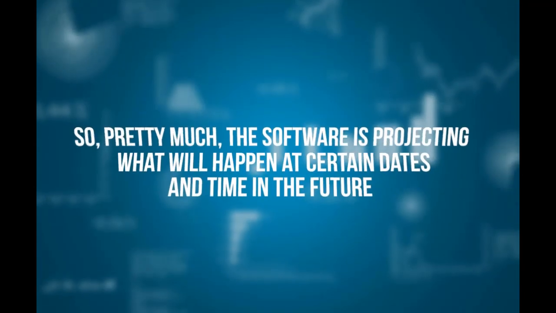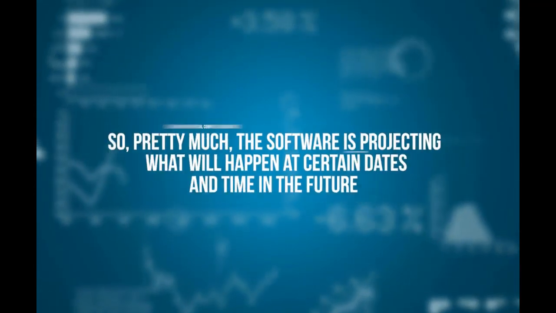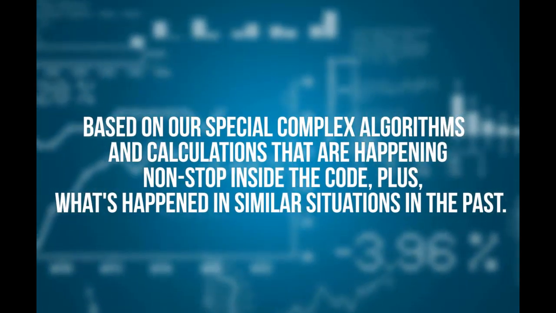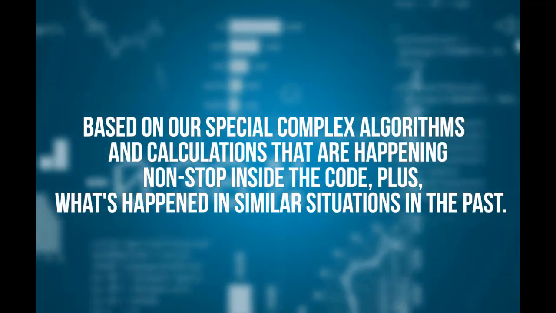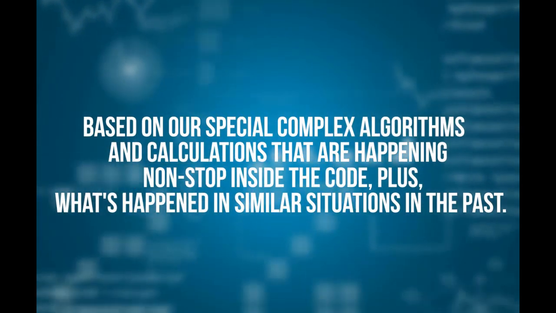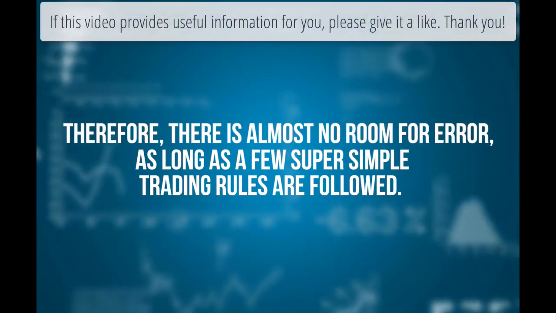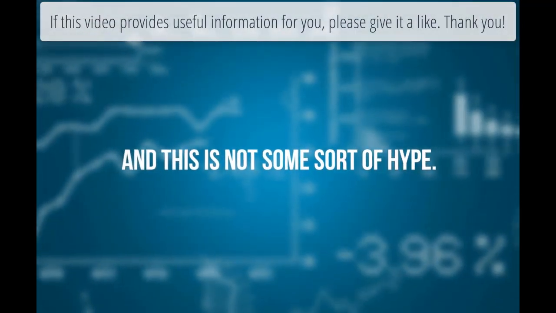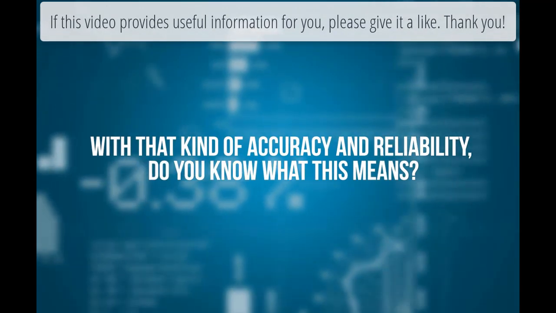So, pretty much, the software is projecting what will happen at certain dates and time in the future, based on our special complex algorithms and calculations that are happening non-stop inside the code, plus what's happened in similar situations in the past. Therefore, there is almost no room for error, as long as a few super simple trading rules are followed. And this is not some sort of hype. With that kind of accuracy and reliability, do you know what this means?